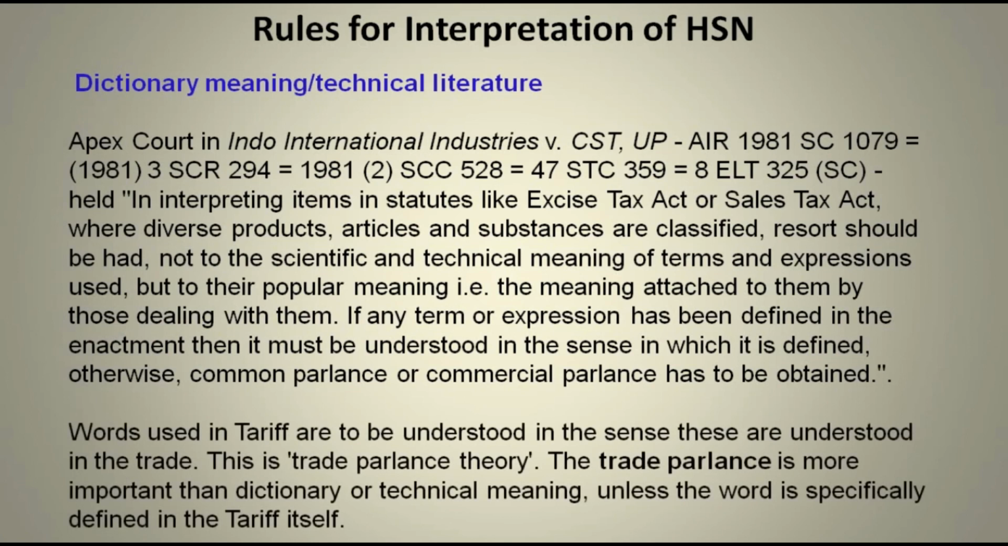Words used in the tariff are to be understood in the sense in which they are understood in the trade. This is the trade parlance theory. The trade parlance is more important than the dictionary or technical meaning, unless the word is specifically defined in the tariff itself.